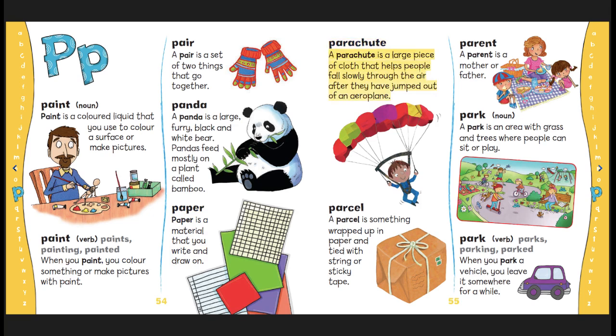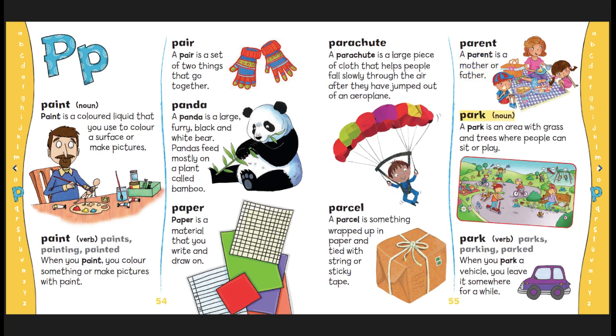Parachute. A parachute is a large piece of cloth that helps people fall slowly through the air after they have jumped out of an aeroplane. Parcel. A parcel is something wrapped up in paper and tied with string or sticky tape. Parent. A parent is a mother or father.